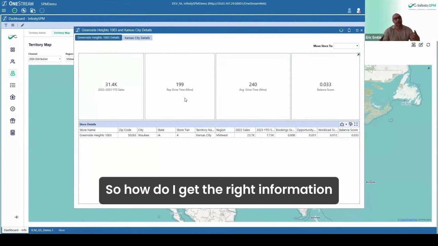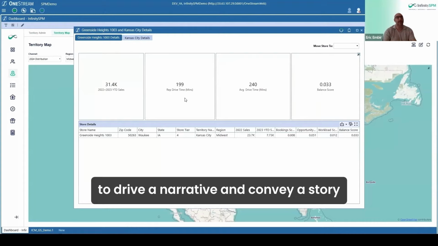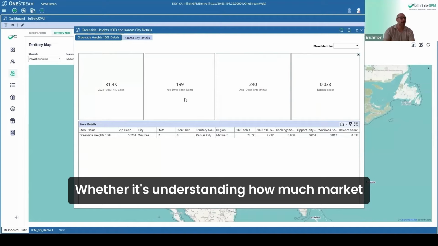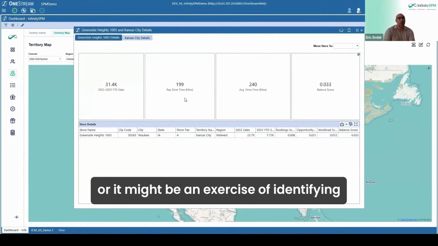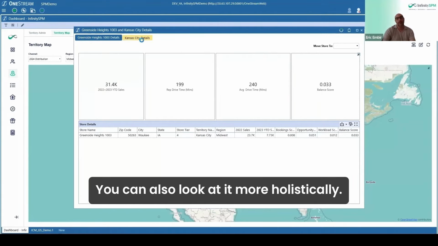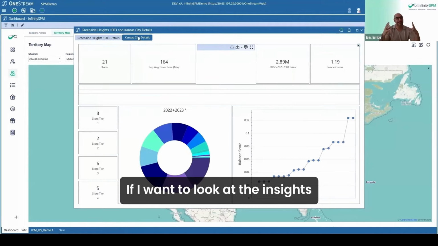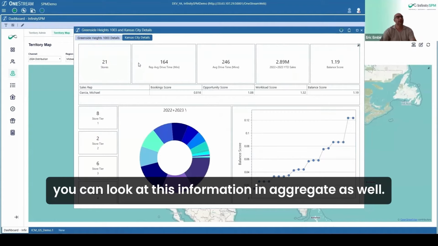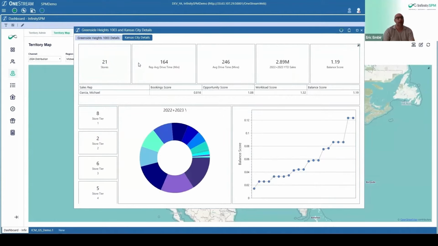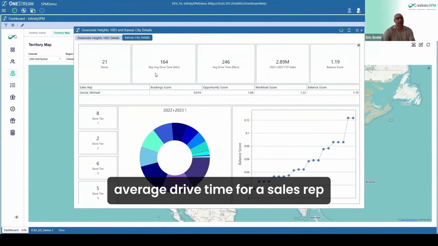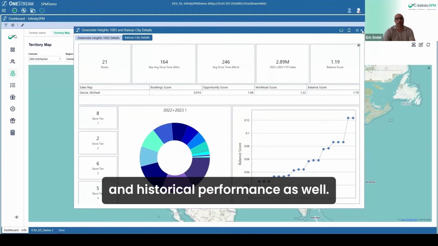So how do I get the right information to drive a narrative and convey a story to help with the sales planning process, whether it's understanding how much market opportunity exists within an account, or it might be an exercise of identifying which resource is the best to assign to a specific account. You could also look at it more holistically. If I want to look at the insights and the data and analytics for a territory as a whole, you can look at this information in aggregate as well. Again, segmentation of stores within a territory, average drive time for a sales rep, and historical performance as well.